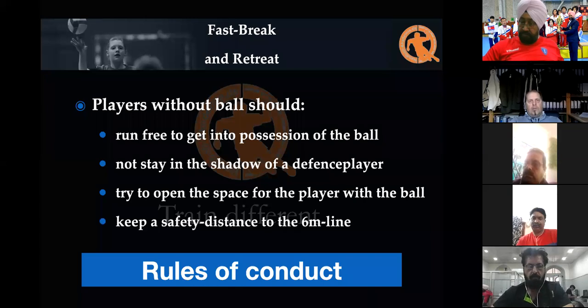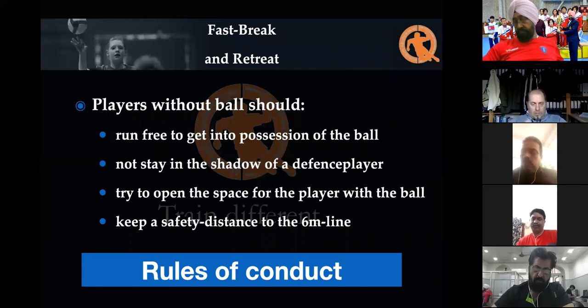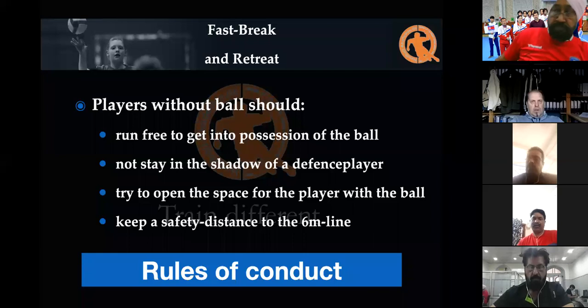And finally, without the ball too, don't go too close to the 6-meter line. Very often you can see players at the 6-meter line, reception of the ball, 1 step inside. If you stay 8 or 9 meters away, for sure you can receive the ball, for sure you can make 2 steps, no stress with the line, easy shooting. So that's why in that moment, the player without the ball should keep that safety distance to the 6-meter line.